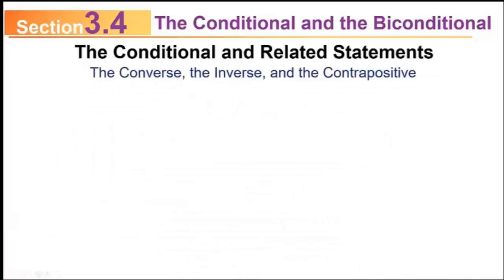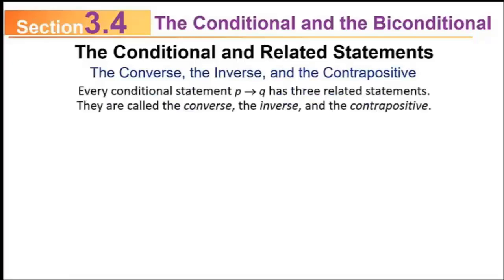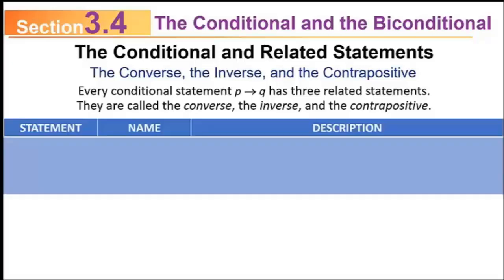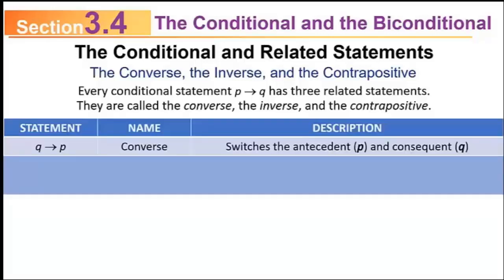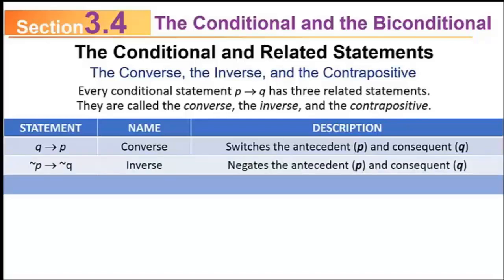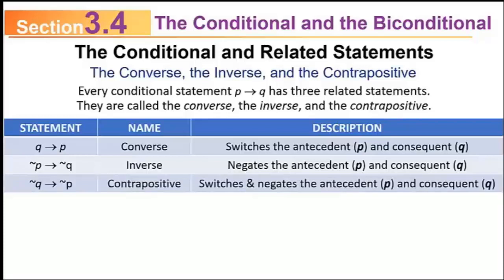Now let's turn our attention to three statements that are closely related to the conditional: the converse, the inverse, and the contrapositive. Every conditional statement of the form P implies Q has three related statements: the converse, the inverse, and the contrapositive. The converse of the statement P implies Q is the statement Q implies P. You're simply switching the antecedent with the consequent. In other words, you're switching the P and the Q. The inverse negates both the P and the Q, but doesn't switch them. And finally, the contrapositive does both.